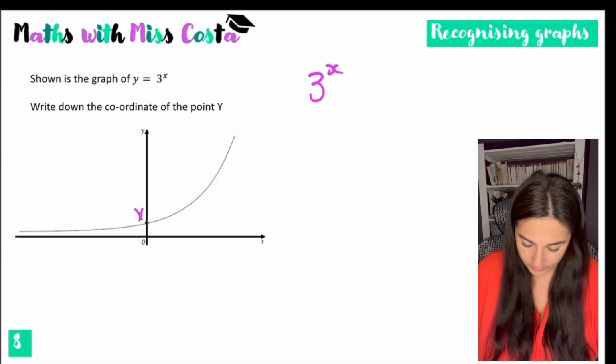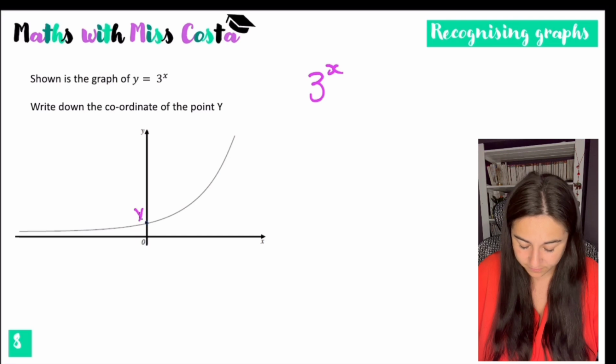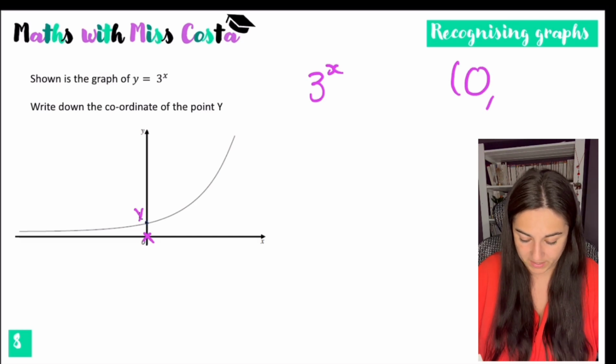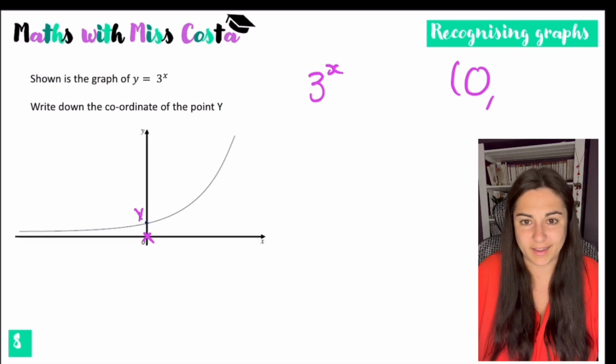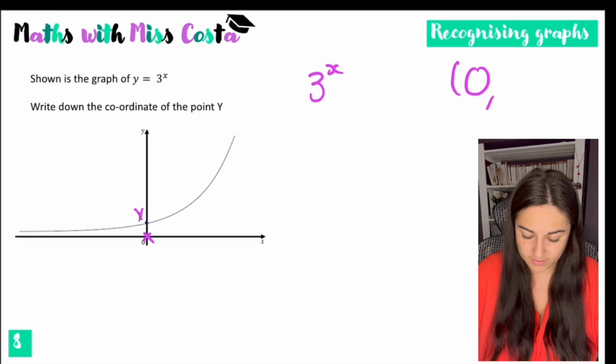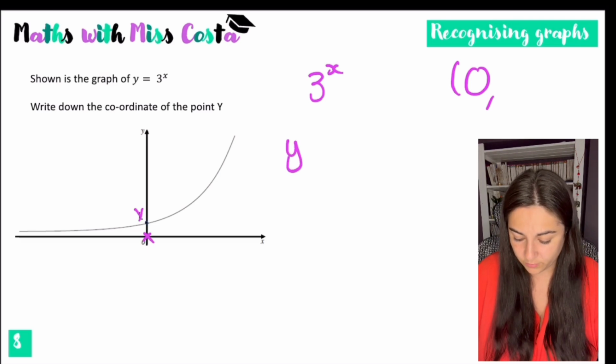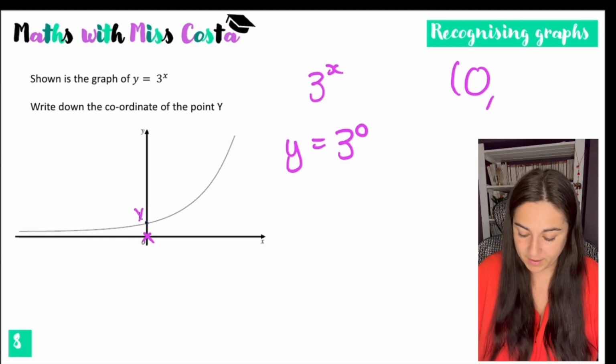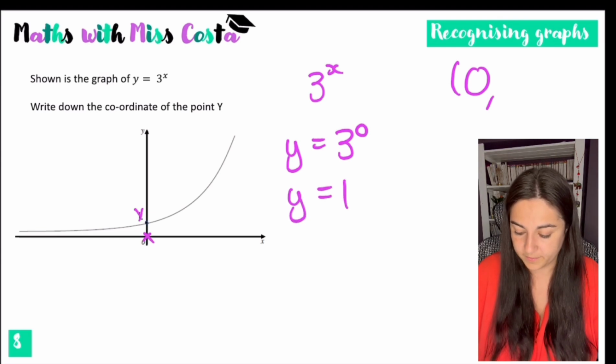So the point y we know lies on the y-axis. Therefore, the x coordinate over here is going to be 0. And now all we need to do is figure out what the y coordinate will be. Well, I know that x is 0 on this coordinate, so y must be 3 to the power of 0. And hopefully you know that anything to the power of 0 is 1, so y is 1.